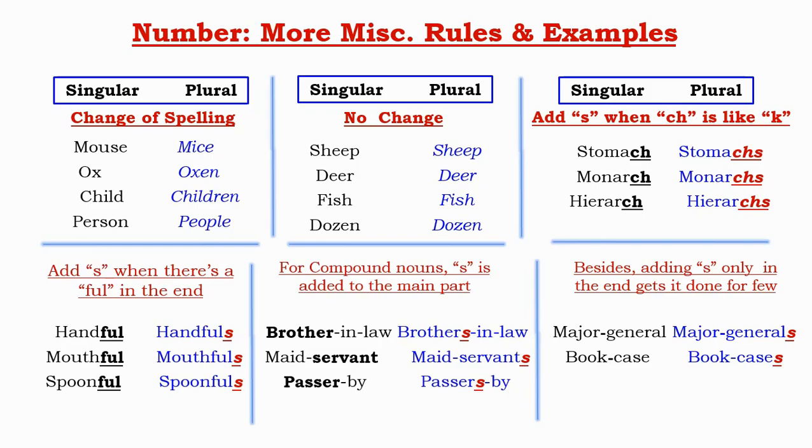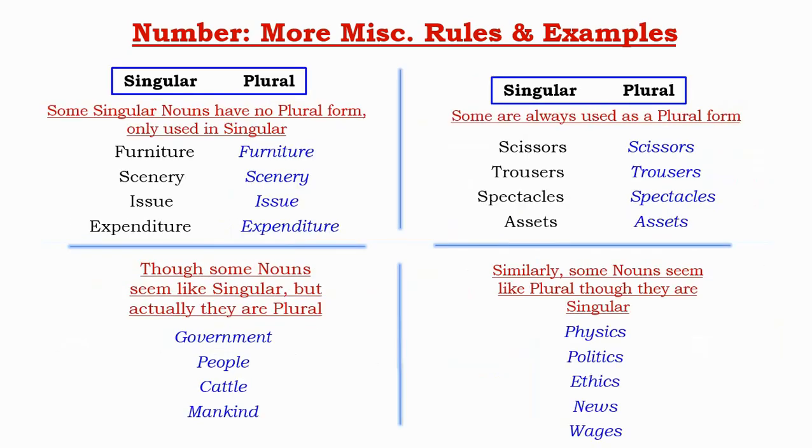Next comes another rule, that is, besides adding s only in the end, it is done this way for a few. The examples are major general becomes major generals, bookcase becomes bookcases. It is not the end here.